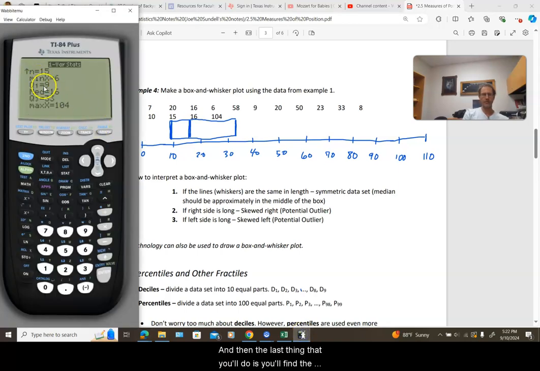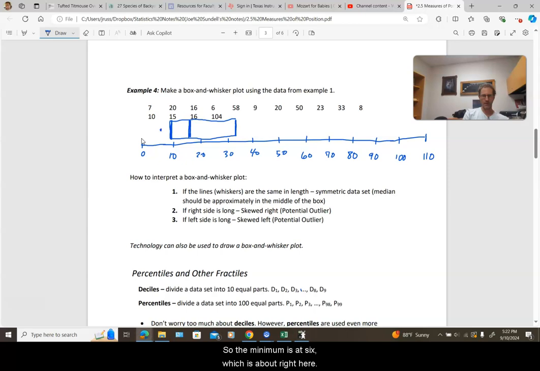And then the last thing that you'll do is you'll find the minimum and the maximum. So the minimum is at 6, which is about right here. And that's where you'll make your left whisker. But the maximum, guys, is way over here at 104. So this one has a really long right whisker. But that's what a box and whisker plot would look like.